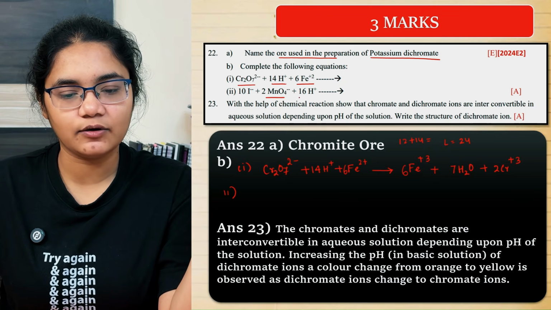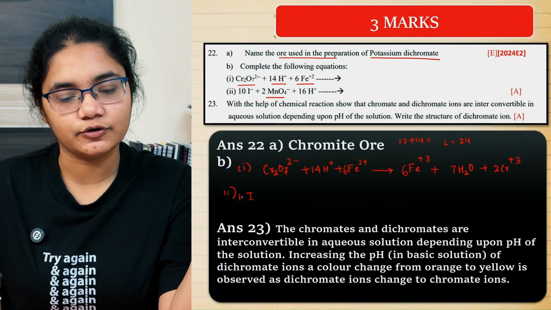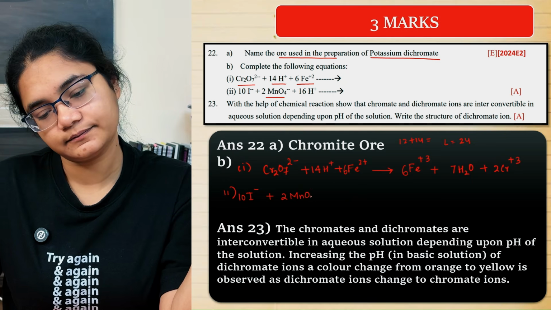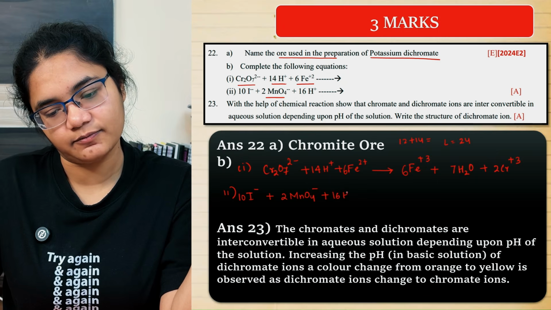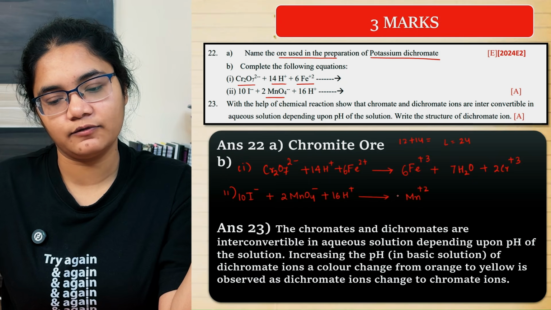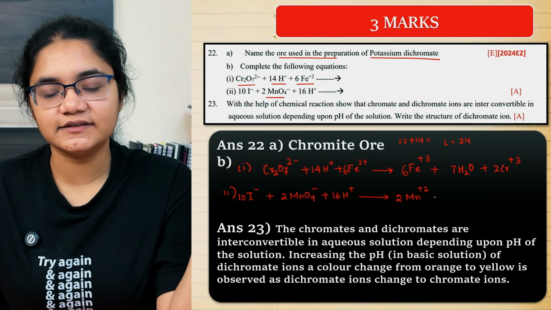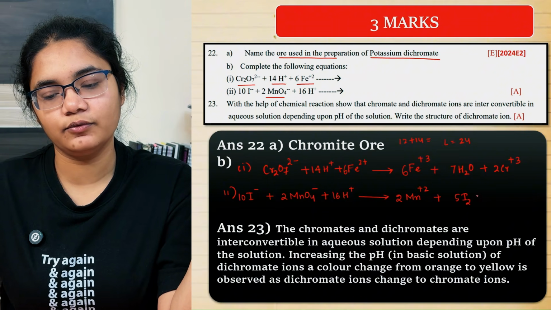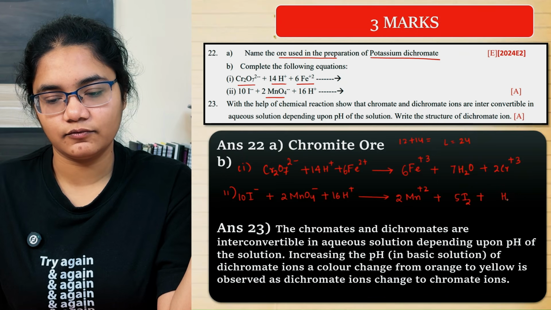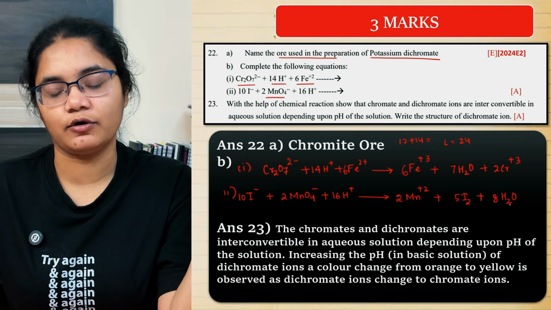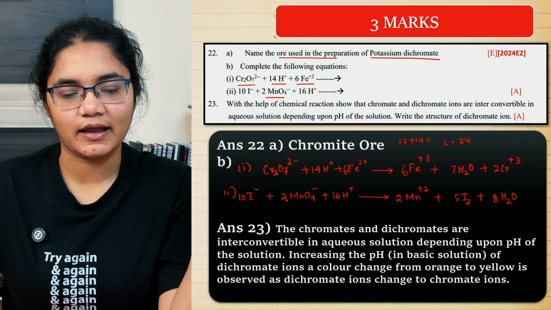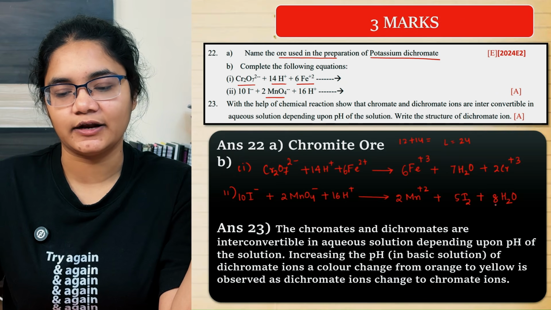Now this one, MnO4- in acidic medium, right? So you have 10 I- plus 2 MnO4- plus 16H+. MnO4- gets converted to Mn2+, so you will have 2 Mn because here we have 2 MnO4-. Next, this I- will get converted to 5I2, and then you will have H2O. With 16 H, so 8 water molecules. Now 10 I, here also 10 I, it is balanced. 2 manganese, 2 manganese, 8 oxygen, 8 oxygen, 16 hydrogen, 16 hydrogen.